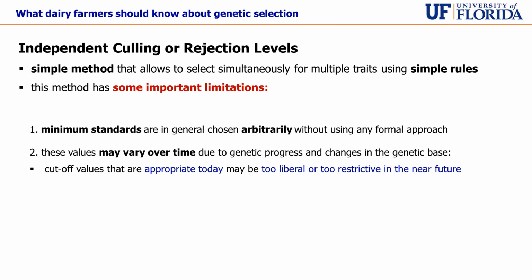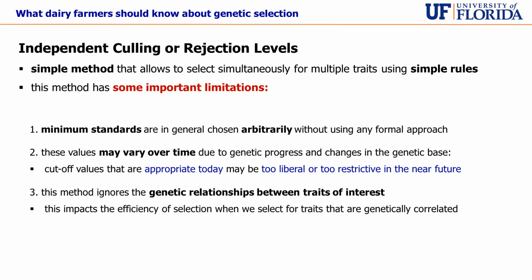Even more important, these values may vary over time due to genetic progress and changes in the genetic base. That means that cutoff values that we are using today and are maybe appropriate, in the near future can be too liberal or too restrictive. So that means that we have to update these cutoff values. How do we update the cutoff values if we don't have any formal approach to do it? So I'm in trouble.